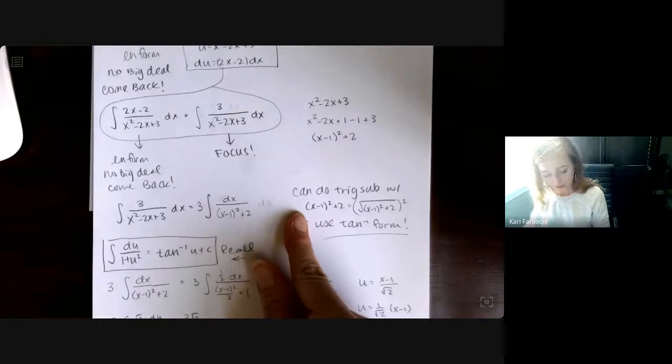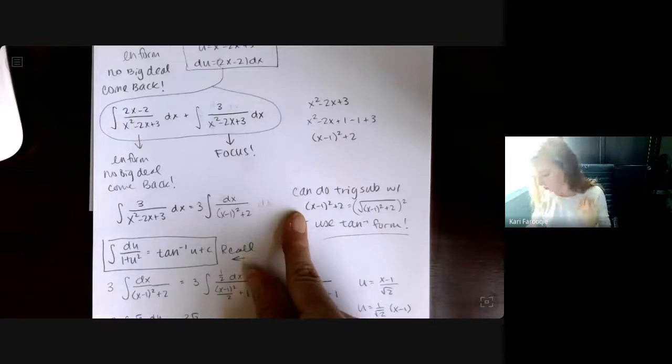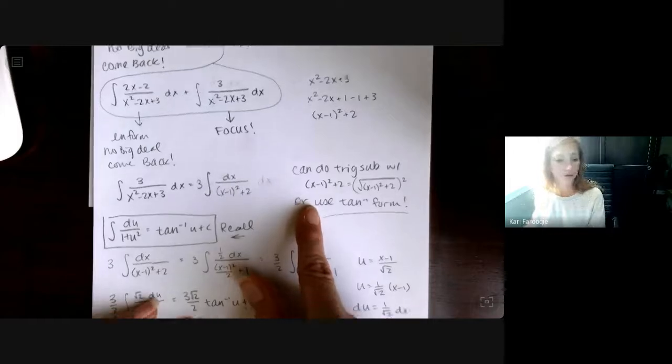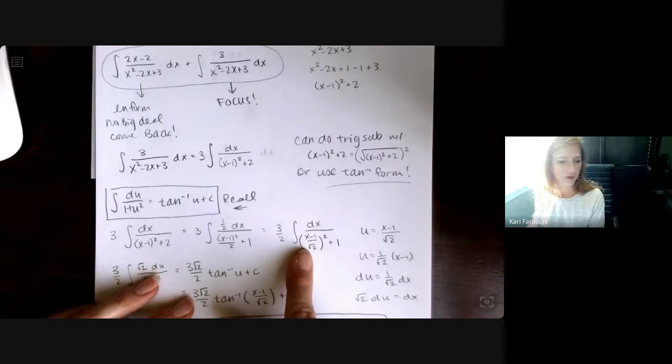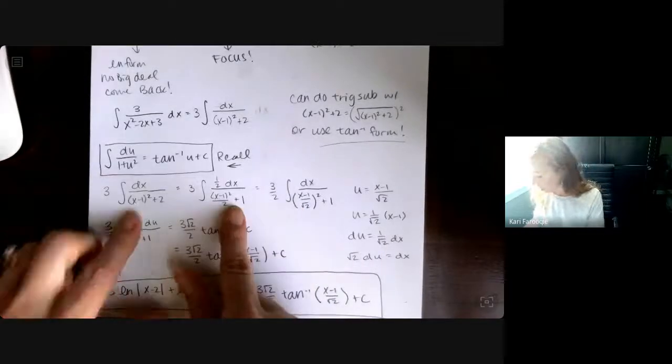It turns into like square root 2 secant squared theta d theta divided by 2 secant squared theta. If you were looking at that, I can always go through that with you if you would like. But you can use that if you would like. I did the inverse tangent form, which I know some people don't like to do because they find it complicated. But is it really more complicated than a trig substitution? Probably not. We just matched up the forms.